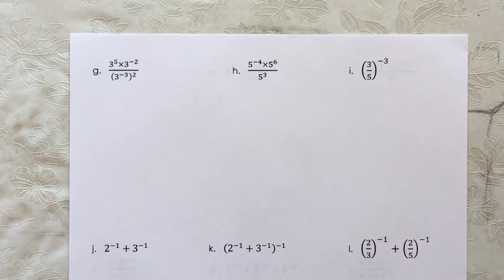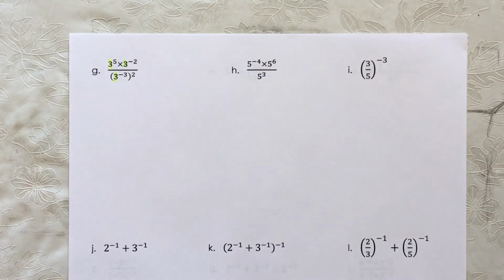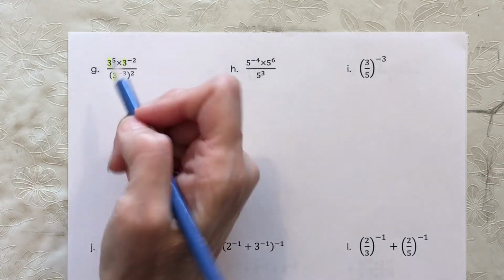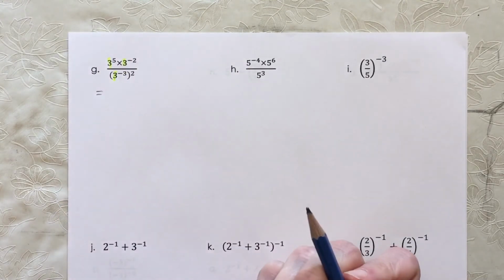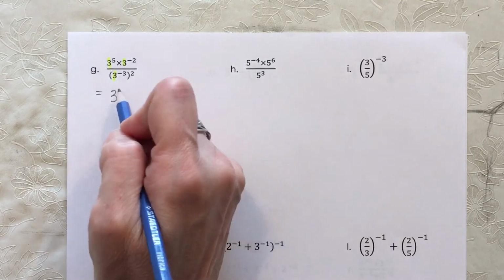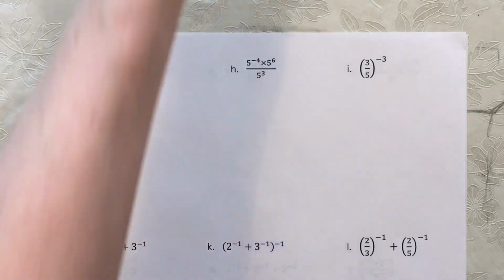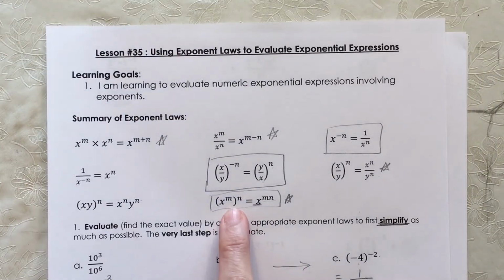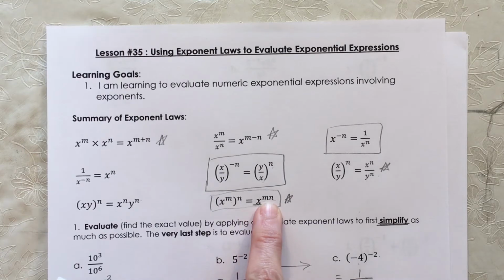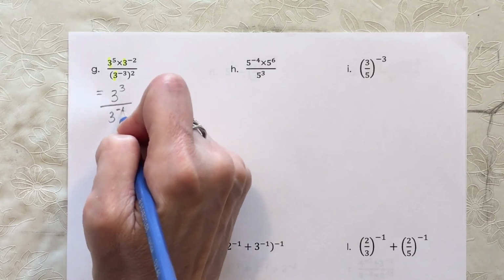Okay, so the next one, 3 to the 5th times 3 to the negative 2 divided by 3 to the negative 3 squared. So we've got the same base all over the place here. So in the numerator, I'm multiplying powers with the same base. So I keep the base the same and add the exponents. 5 plus negative 2 is 3. In the denominator, I have a power to another exponent. So that's where you keep the base and multiply the exponents. So I keep the base 3 and multiply the exponents.